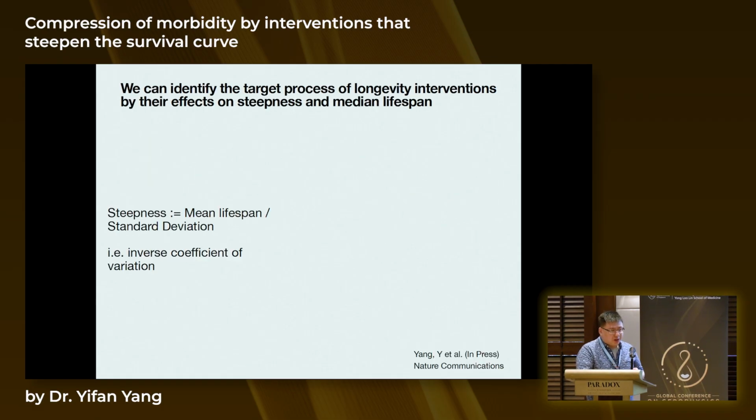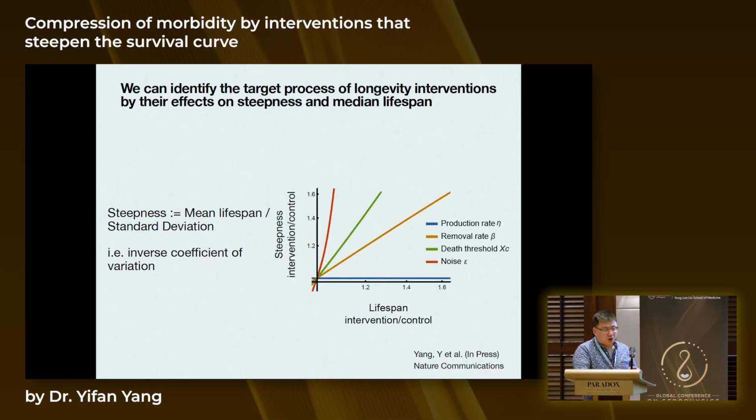If you quantify the steepness of survival curves by dividing the mean lifespan by the standard deviation, we can plot each survival curve on a 2D axis. On the y-axis, we plot steepness, and on the x-axis, we plot the median lifespan. And we always compare a treated group to a control group, so you get relative effects on both steepness and longevity.